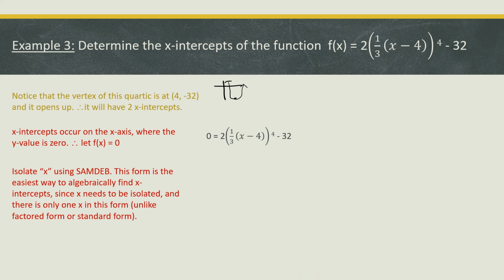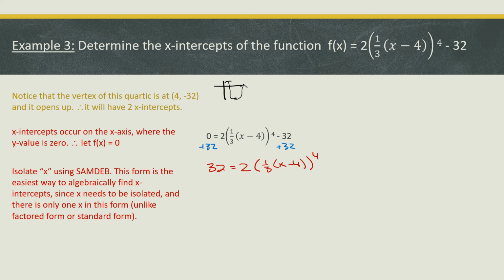So let's start with bringing over the 32. Remember, subtraction and addition first. So I'm going to add 32 to both sides first. Adding 32, I get 32 equals 2 times (1/3 x minus 4) to the power of 4.